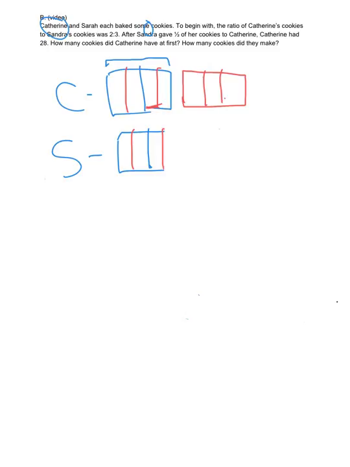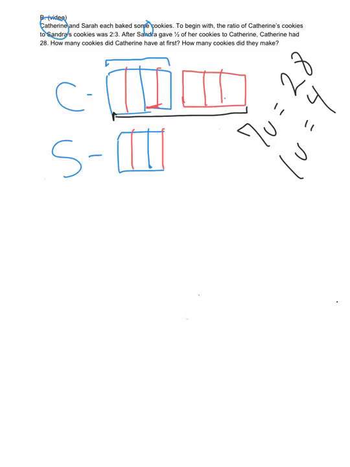Catherine now has 28 total units. So from this spot straight on over is 28. So that means we have 7 units for Catherine that are worth 28 cookies. So some of us using that mental math have already figured out that 1 unit must be worth 4 cookies. So now we can actually go back and solve for the rest of the problem.